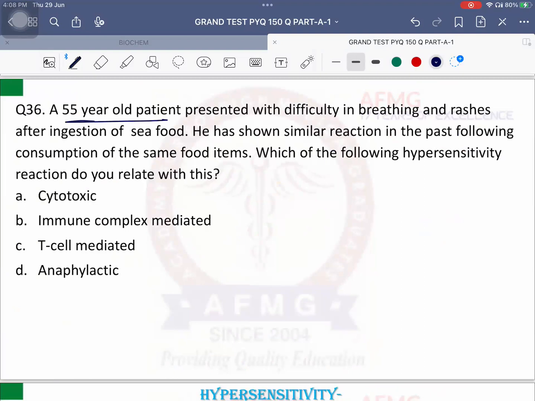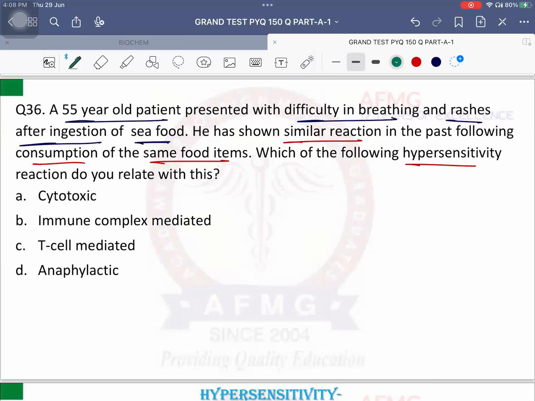55-year-old patient presented with difficulty in breathing and there was rashes after ingestion of seafood. He has shown similar reaction in the past following consumption of the same food items. Which of the following hypersensitivity reaction do you relate it with? So, एक तो ये या दूसरा बी स्टिंग. सरकारी क्वेश्चन है तुम्हारे एग्जाम. उनको दूसरी आती ही नहीं है, हाइपरसेंसिटिविटी शायद पता नहीं, वो एनाफिलैक्टिक की हर बार पूछते. So either after bee sting they say or after ingestion of some food items.